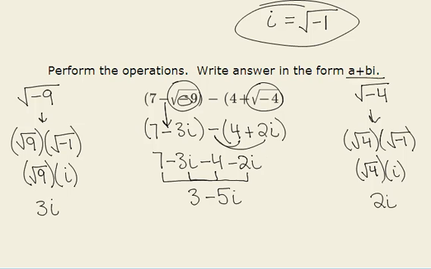And once we get it as simple as it gets, we're going to check to make sure we have it in the correct form of a plus bi, which indeed we do. Here we've got 3 is a. I know it says plus, but we're technically adding a negative 5, so that becomes our b times i. So it's in the correct form, and our final answer is 3 minus 5i.